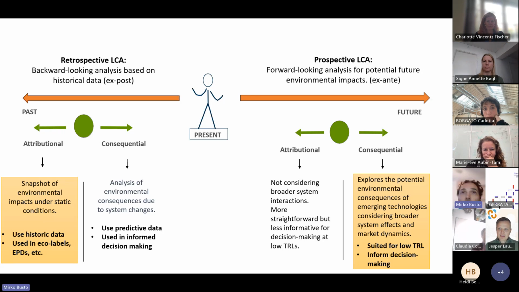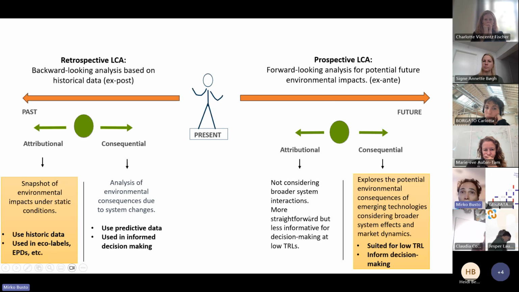If we look in the future, we see what is called a prospective life cycle assessment, so a forward-looking analysis of potential future environmental impacts, also called an ex-ante analysis. Also here we can have two different flavors. We can talk about an attributional prospective LCA that is not considering broader system interactions.